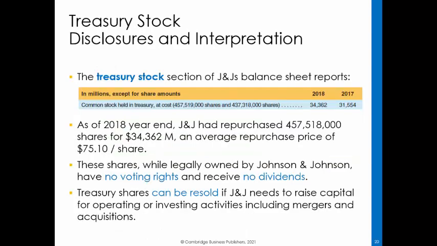The Treasury stock section of Johnson & Johnson's balance sheet is shown on the slide. Johnson & Johnson repurchased a cumulative total of 457,518,000 shares for $34,362 million, or an average of $75.10 per share. While these shares are legally owned by Johnson & Johnson, they have no voting rights and receive no dividends. Treasury shares can be resold when Johnson & Johnson needs to raise capital or acquire another entity. Treasury shares can also be used to compensate employees and executives.